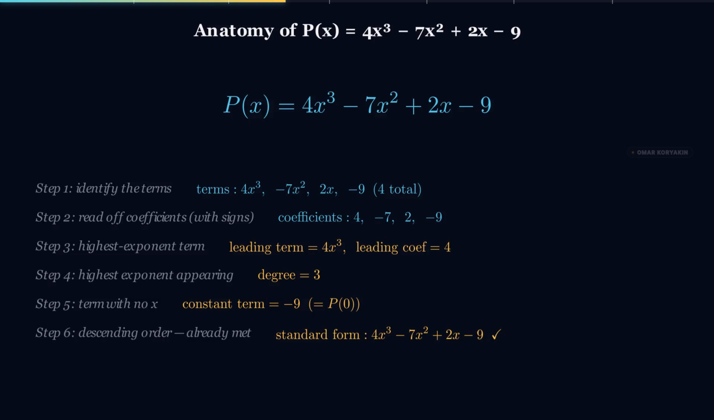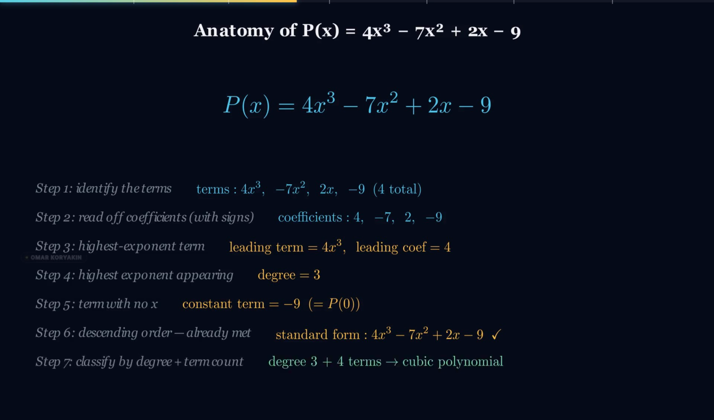Step 6. Write the polynomial in standard form. Standard form is descending order by exponent. The polynomial is already given in descending order: 4x cubed minus 7x squared plus 2x minus 9. Already in standard form, no rearrangement needed.